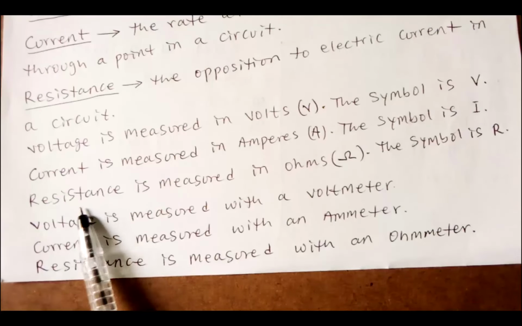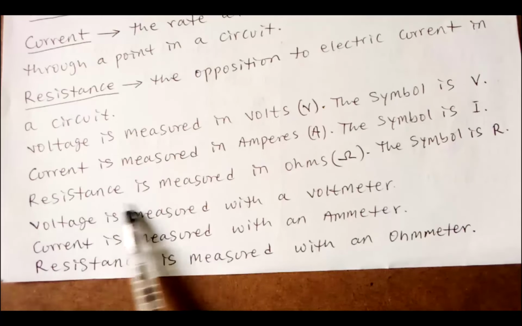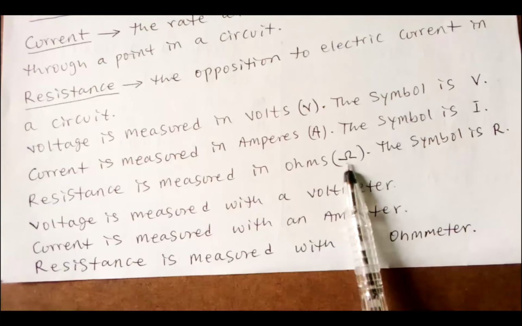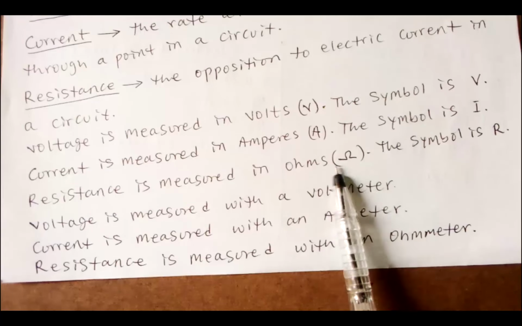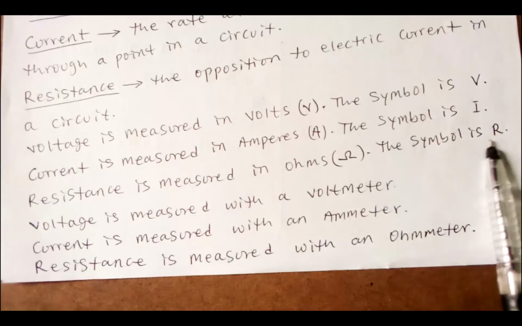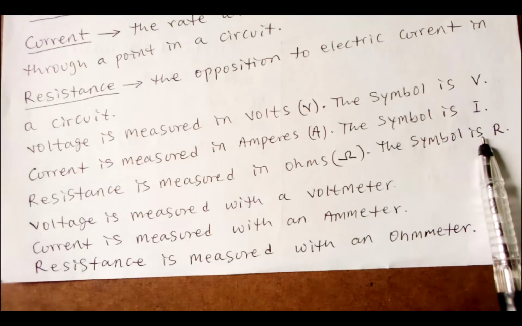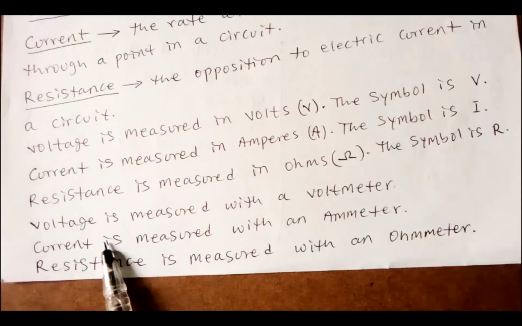So what about resistance? Resistance is measured in ohms. You see this symbol here, this omega symbol. You can look at it here. So you use ohms as the unit. Then the symbol is R. So when you see R in a circuit, you know that you are referring to resistance.